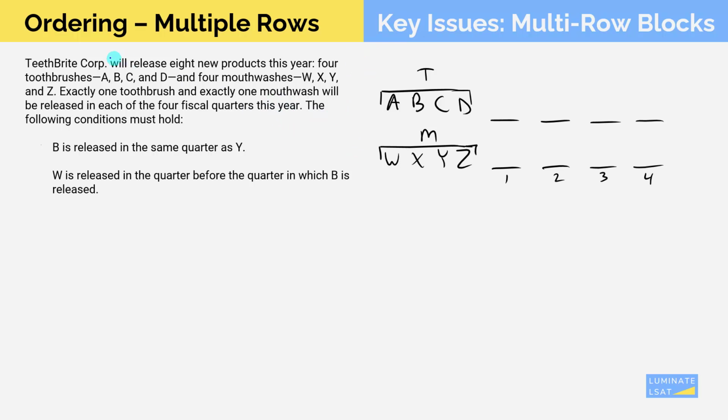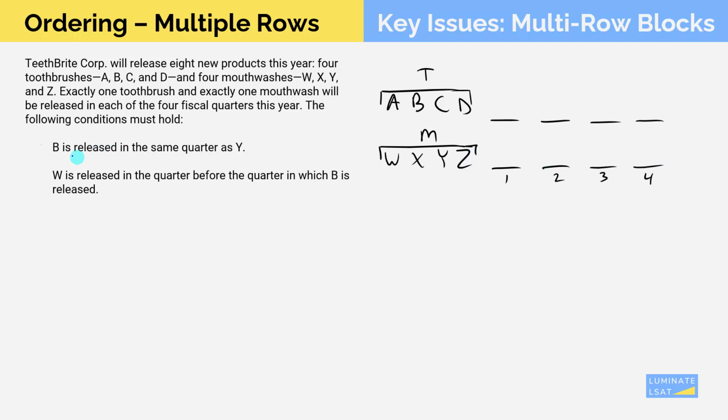In this game, we're told Teethbright is releasing 8 new products this year, 4 toothbrushes and 4 mouthwashes. And because each of 4 fiscal quarters will have 1 toothbrush and 1 mouthwash, that's why I've just drawn this as 2 separate rows. A toothbrush row on the top and a mouthwash row on the bottom.